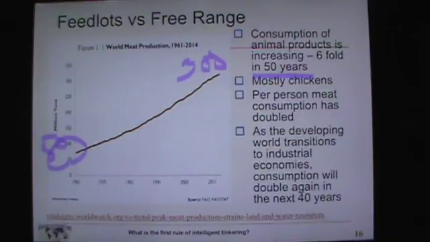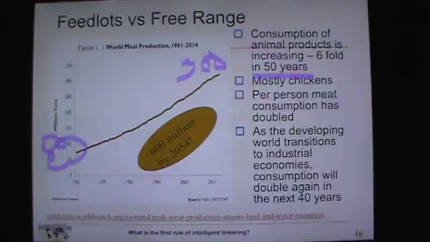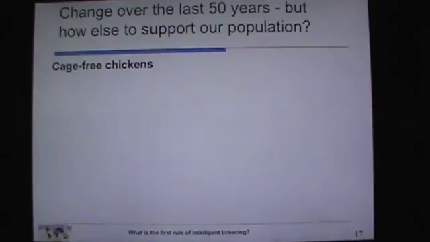As the developing world transitions to industrial economies, guess what? We'll be at 600 million tons by 2054. Consumption will double again in the next 40 years. That's a lot. We have to find some way of producing that, if indeed it's going to continue to increase. How else will we support our population if we don't continue to do that?